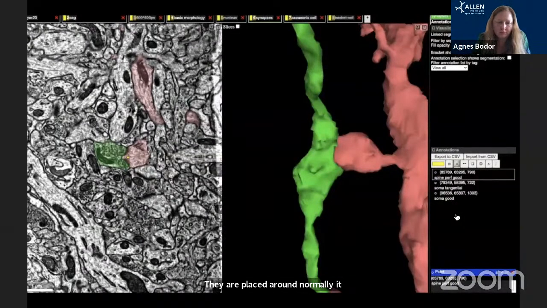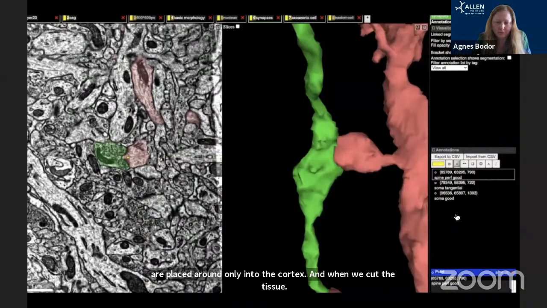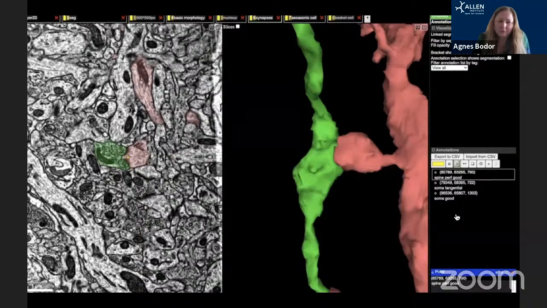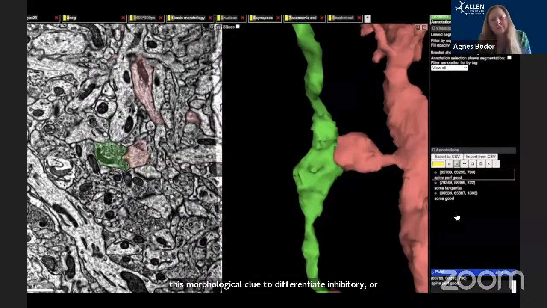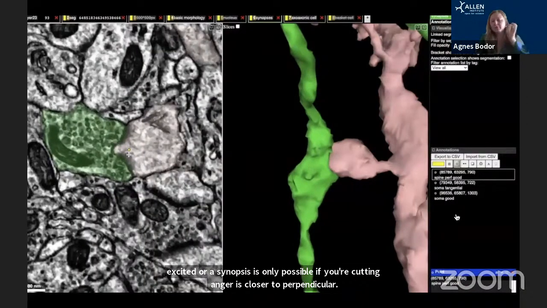And when we cut the tissue, we either cut these little discs or synapses perpendicular or parallel or something between. Using this morphological clue to differentiate inhibitory or excitatory synapses is only possible if your cutting angle is closer to perpendicular. First, I would like to show you this example in the middle.